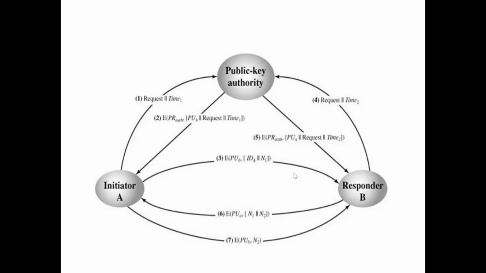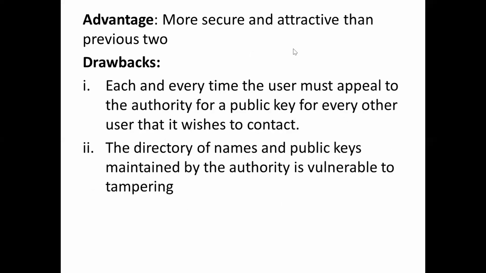This is more secure compared to the previous methods. What have we discussed? Public key distribution can be done in three ways: first, by public announcement; second, by a publicly available directory; and third, by a public key authority. This method is more secure and attractive than the previous two methods. So what are the advantages and drawbacks?